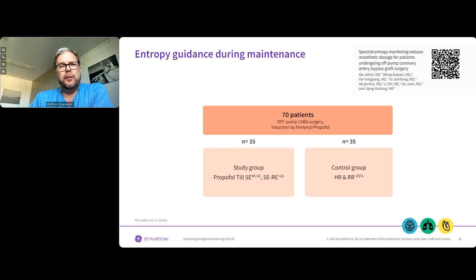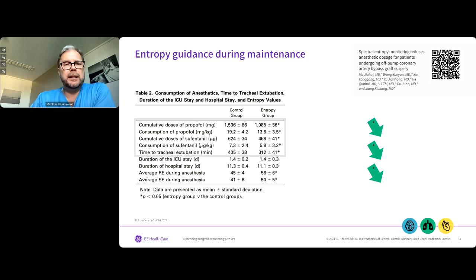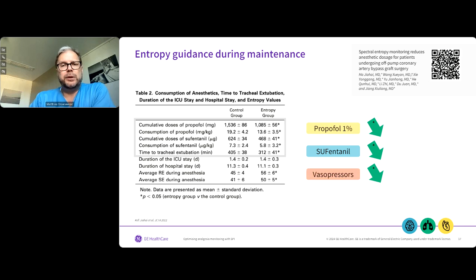Another study, more taking care of the maintenance phase during anesthesia, using entropy, we see the cumulative doses of propofol and of the opioid sufentanil. The sufentanil consumption in the entropy group is lower. And of course, because it is monitored, we also see a reduction in vasopressor use, so more stable anesthesia.